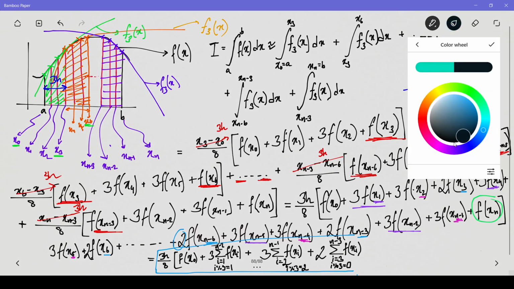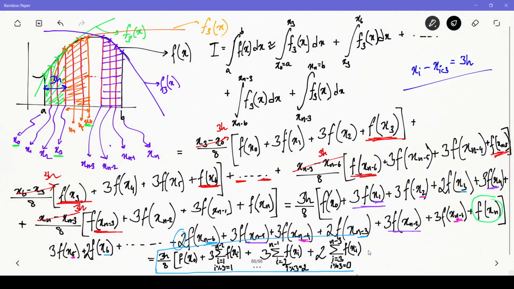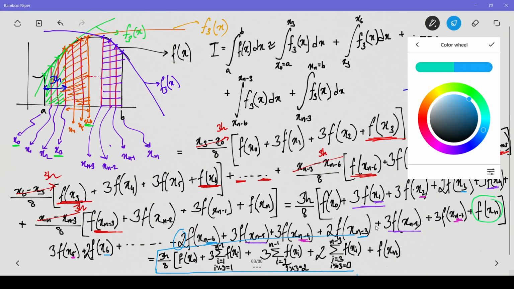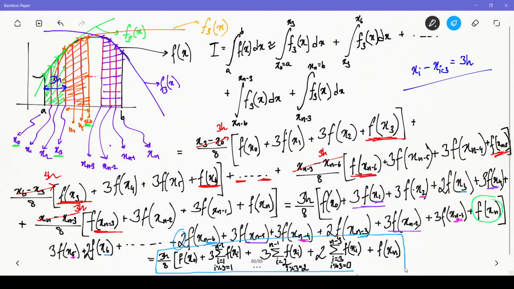Okay, and lastly we have the last term that we have to add, which is this isolated term over here, f of xn, where xn is our rightmost limit or our upper limit. Let's box this term just like before, and this is the correct version of my multi-segment Simpson's 3 by 8 rule. Sorry for the earlier mistake. It's very late at night and I'm very sleepy. So sorry for the mistake.